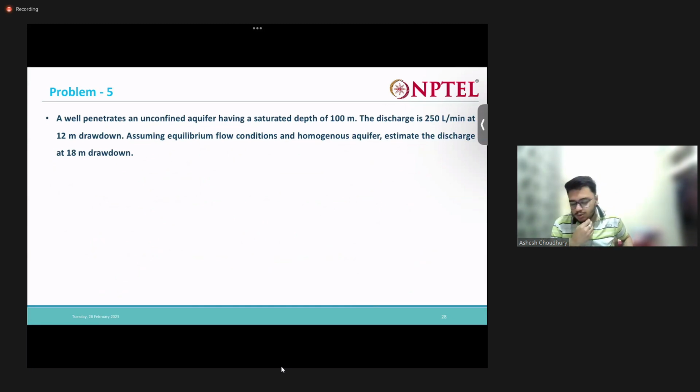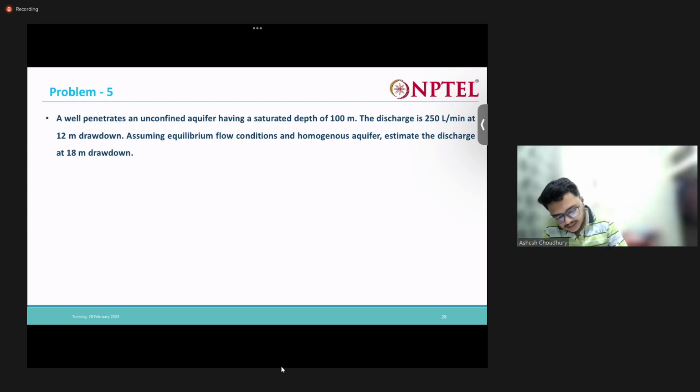Okay, so the next question is that a well penetrates the unconfined aquifer having a saturated depth of 100 meter. A discharge is 250 liters per minute at 12 meter drawdown. Assume equilibrium flow conditions and homogeneous aquifer. Estimate the discharge at 18 meter drawdown. So it is the case of that pumping out test, right?